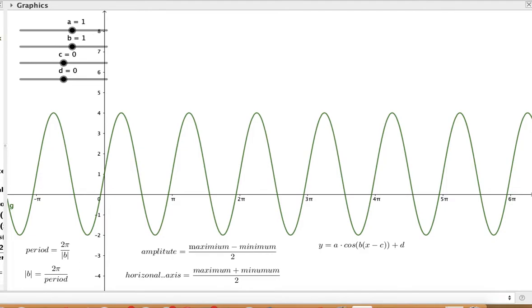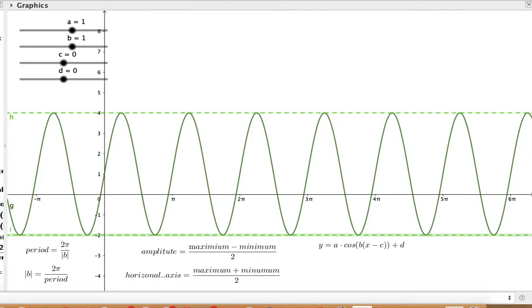So very quickly, I'm just going to draw a line at the maximum, draw a line at the minimum. What I'm able to see is that the maximum is 4, the minimum is -2. So to get the amplitude, which is the coefficient A, we take 4 subtract -2, which is 6, divided by 2 is 3.